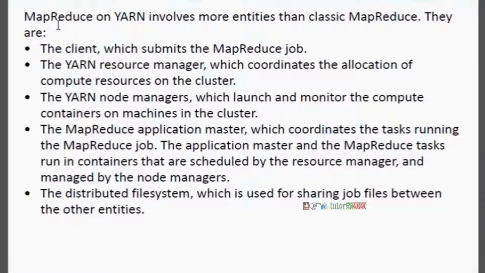But in our YARN concept, instead of job tracker and task tracker, we have the resource manager. The resource manager is the combination of job tracker and task tracker. And there is a node manager, which is a combination of data node and name node. This resource manager takes the responsibility to submit the job. It coordinates the allocation of compute resources across all the clusters.